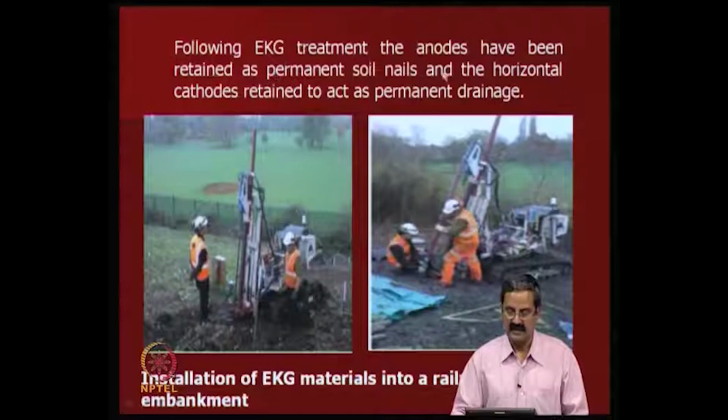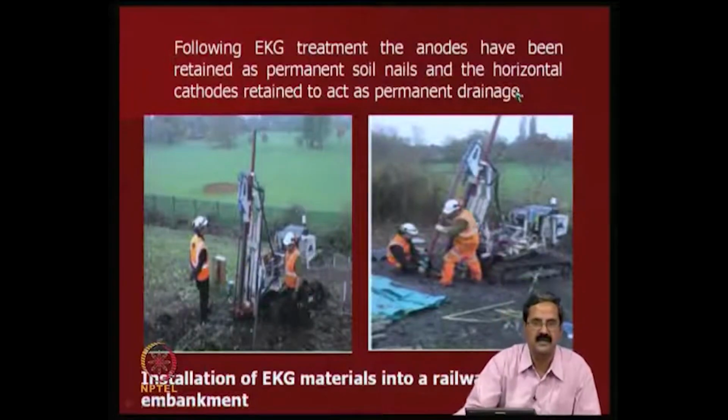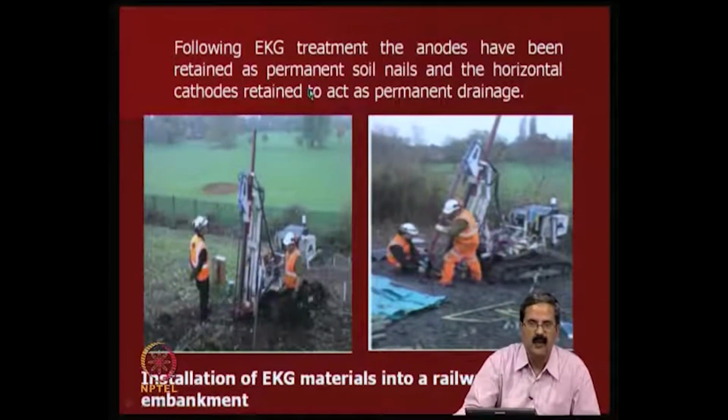Following EKG treatment, the anodes have been retained as permanent soil nails and the horizontal cathodes retained to act as permanent drainage. It is very interesting. You can see that water is getting collected from the cathode. So, let it act as a drainage in the slope, and the steel you have put as anodes, let it act as nails. It is nice. So, this is a very interesting arrangement.